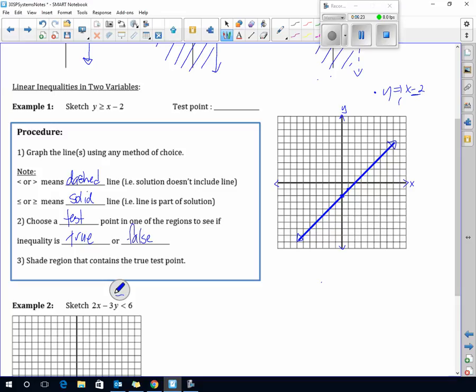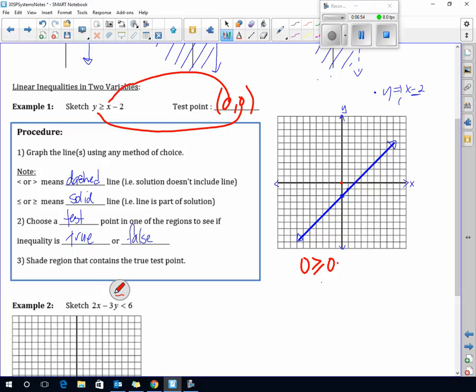Yes? So I'm going to sub in 0 for my x and 0 for my y. Does everybody see what I'm doing? And I'm going to see if the inequality is true. If it's true, that means there should be shading there, right? So 0 is greater than or equal to 0 minus 2. So if I simplify that, I get 0 is greater than or equal to -2. Is that true? It's true.